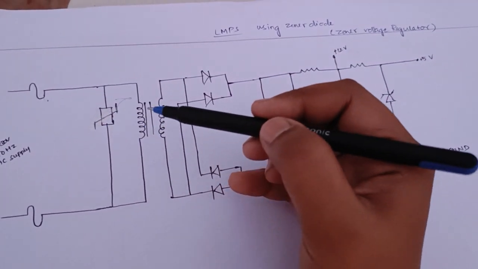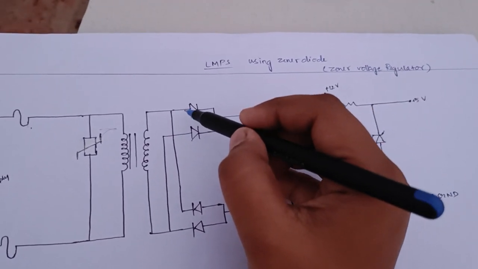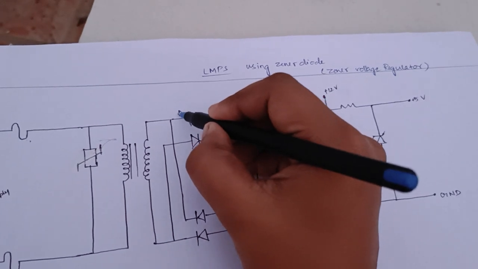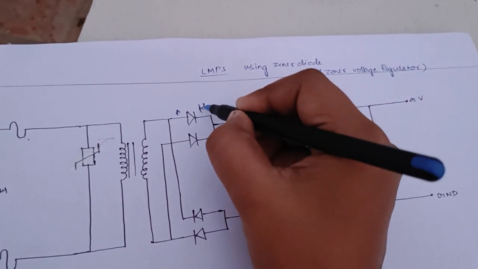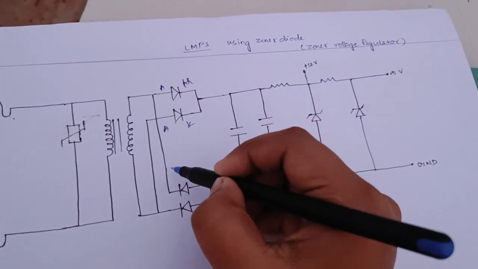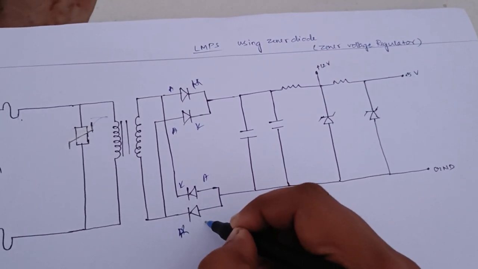And with the fuse, this is a transformer. And firstly we are using the rectifier. We are using the bridge rectifier. So this is the anode and this is the cathode, and this is also similarly anode, cathode, and this is cathode, anode, and this is cathode and anode.